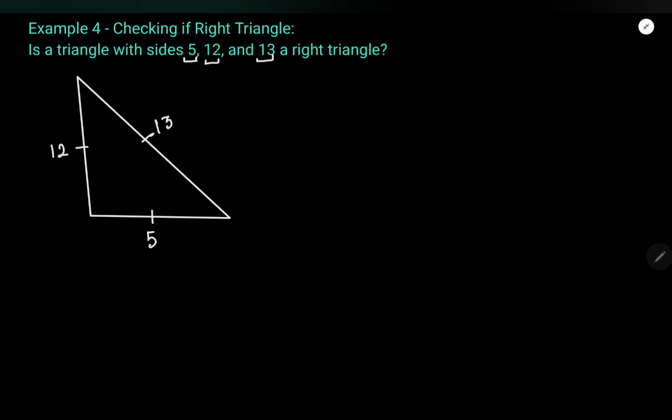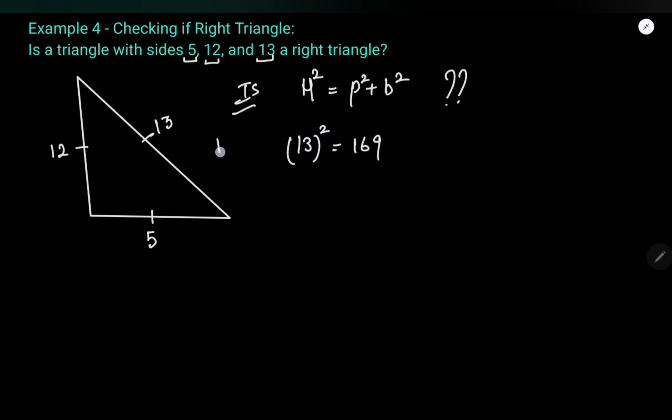If I need to check whether this is a right angle triangle or not, then what would I do? I would check, is h square equal to p square plus b square? Is h square equal to p square plus b square? This is my question now. So I will find left hand side. Left hand side, substitute the value. It is 13 square. 13 square is what? 169. So this is left hand side, right?